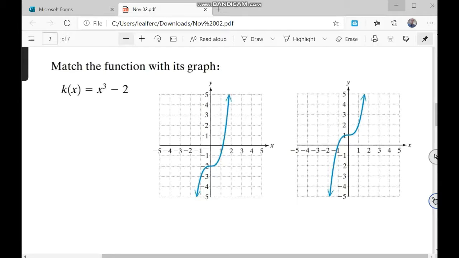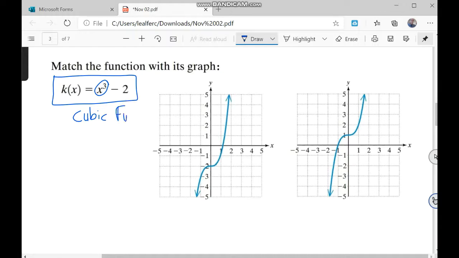All right, the questions that you have on last Friday's quiz are something like that. You have the equation, and one equation, for instance, is this one: k(x) equals x cubed minus 2. x cubed is a cubic equation, right? Cubic function.